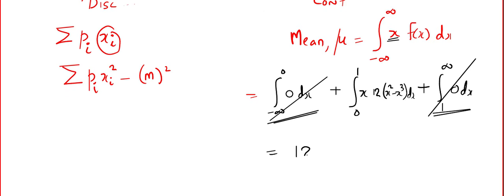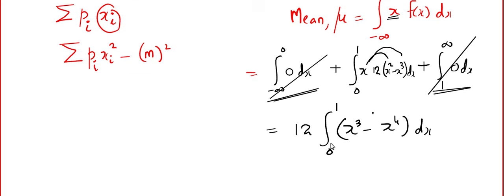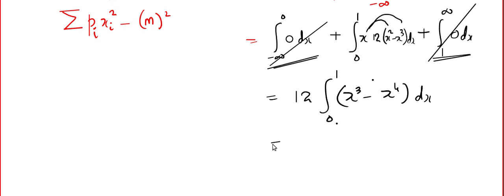So 12 comes outside, the integral from 0 to 1. I'm going to distribute this x inside, giving x cube minus x power 4. Those who do not know integration can take help of a calculator. Your calculator is capable of doing integration, provided they are not improper integrals, provided the limits are finite. Now, those who know integration can proceed with the formula.